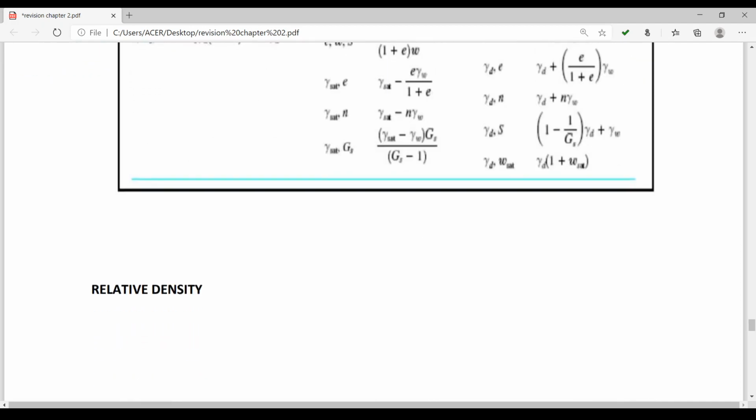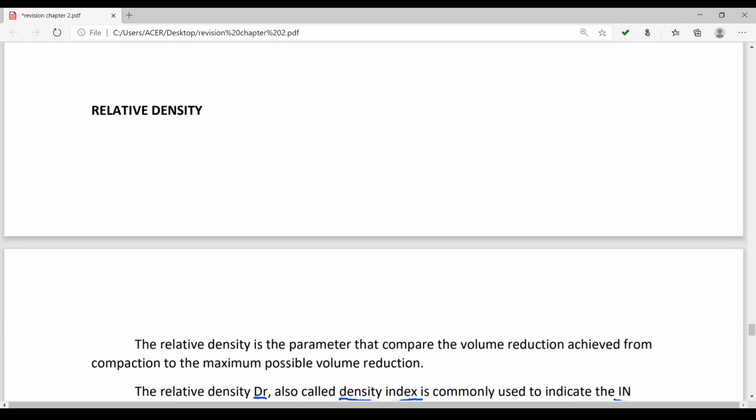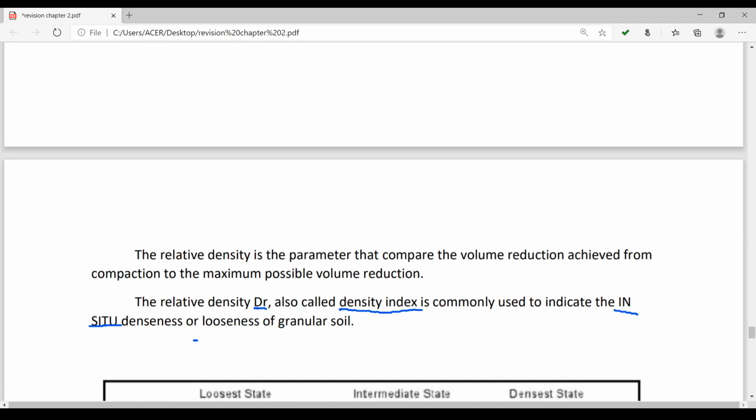Okay? So we go through, let's go to our relative density. Okay, what is relative density? The relative density is the parameter that compares the volume reduction achieved from compaction to the maximum possible volume reduction. This is the symbol of our relative density, that is Dr. It is also called the density index, commonly used to indicate the in situ denseness or looseness of granular soil.